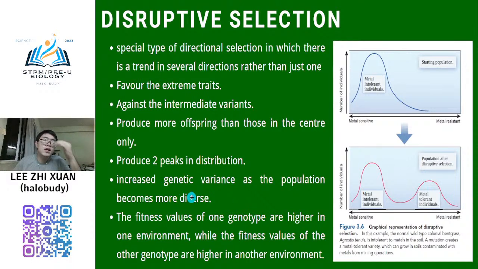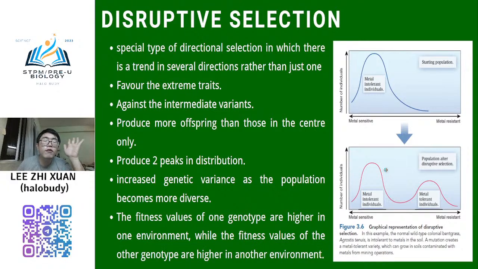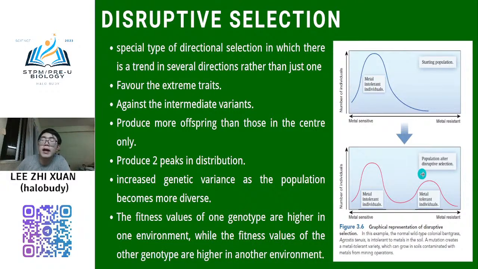So this will increase the genetic variance as the population becomes more diverse. Because of this, the genetic content of the organisms will be very different. The fitness value of one genotype is higher in one environment, while the fitness value of the other genotype is higher in another environment. So the one on the left-hand side can only survive in that kind of environment, and the other survives in a totally different environment. This one can only survive on unpolluted land, but this one can survive on polluted land.